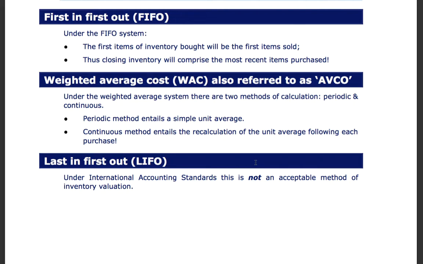I'll just explain what it is. Americans like to use it, and it's acceptable in the United States, but it's not acceptable in your accounting standards. In your IASs, this method is considered unacceptable. Probably why? Because last in, first out means whatever came last, you throw out first. But chances are the last in would be cheaper and the first in would be expensive.